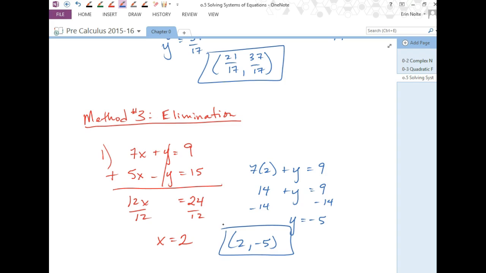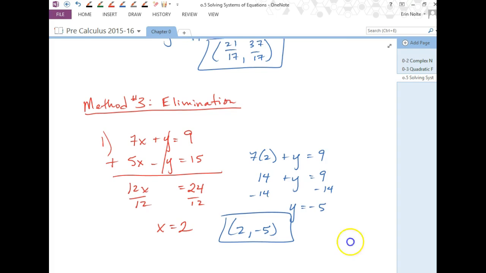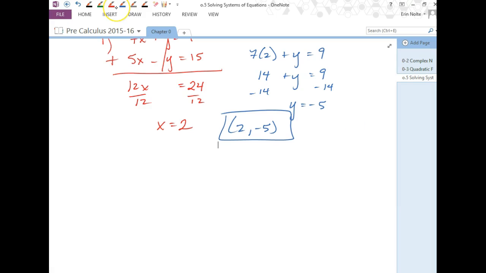Should I do one more example of elimination where they don't eliminate right away? Just for practice sakes, let's do a hard one. I'll do the hardest one you might see. 3x plus 10y, just so you have a good example.